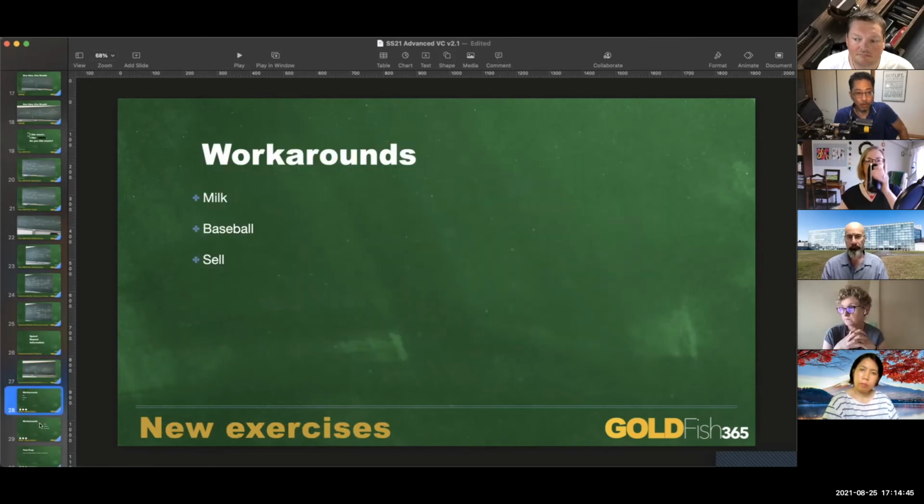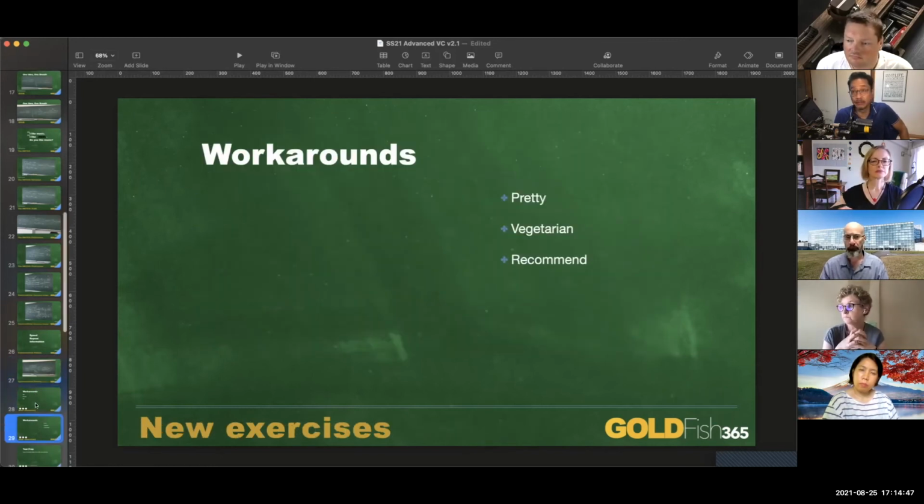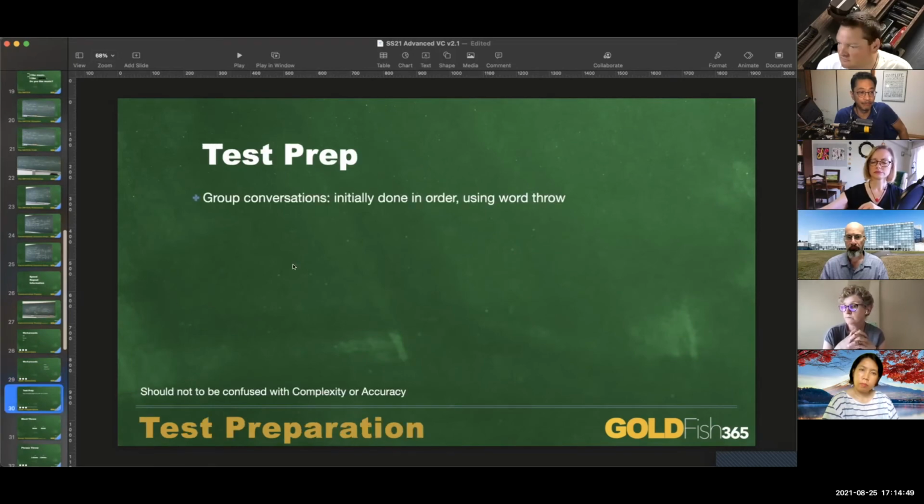I'm going to skip workarounds, although it was a really fun thing to do, just because we ran out of time, because I want to talk about how to prepare the tests. Unfortunately, I prepared an entire 2 years' worth of stuff that I was going to show you guys, but we just got to the end of the first semester. Test preparation. What do you do from here?